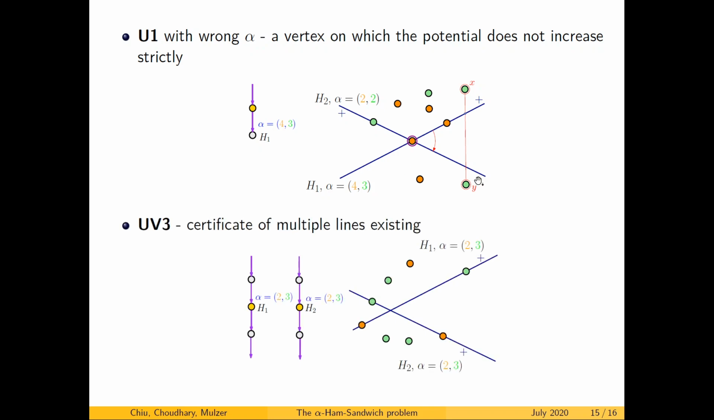There could be another possibility like this. Again, the point sets are not well separated, and now we have 2 hyperplanes, both with the same alpha vector, and this will represent 2 distinct lines or 2 distinct paths in the graph. Many other things can go wrong, but we can always detect them as violations. So perhaps our main contribution is trying to handle all these violations and reporting them as proper violations for the instance of alpha ham sandwich.